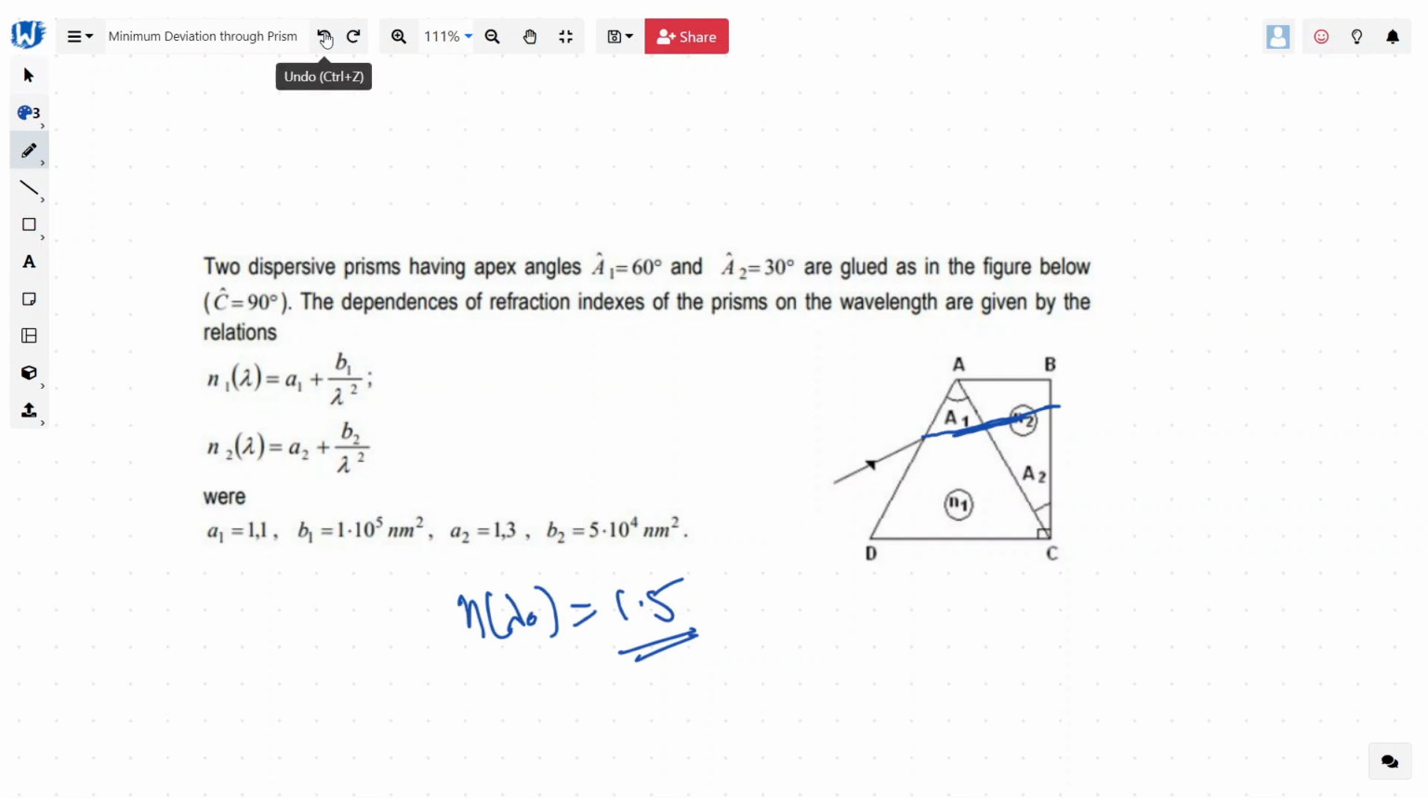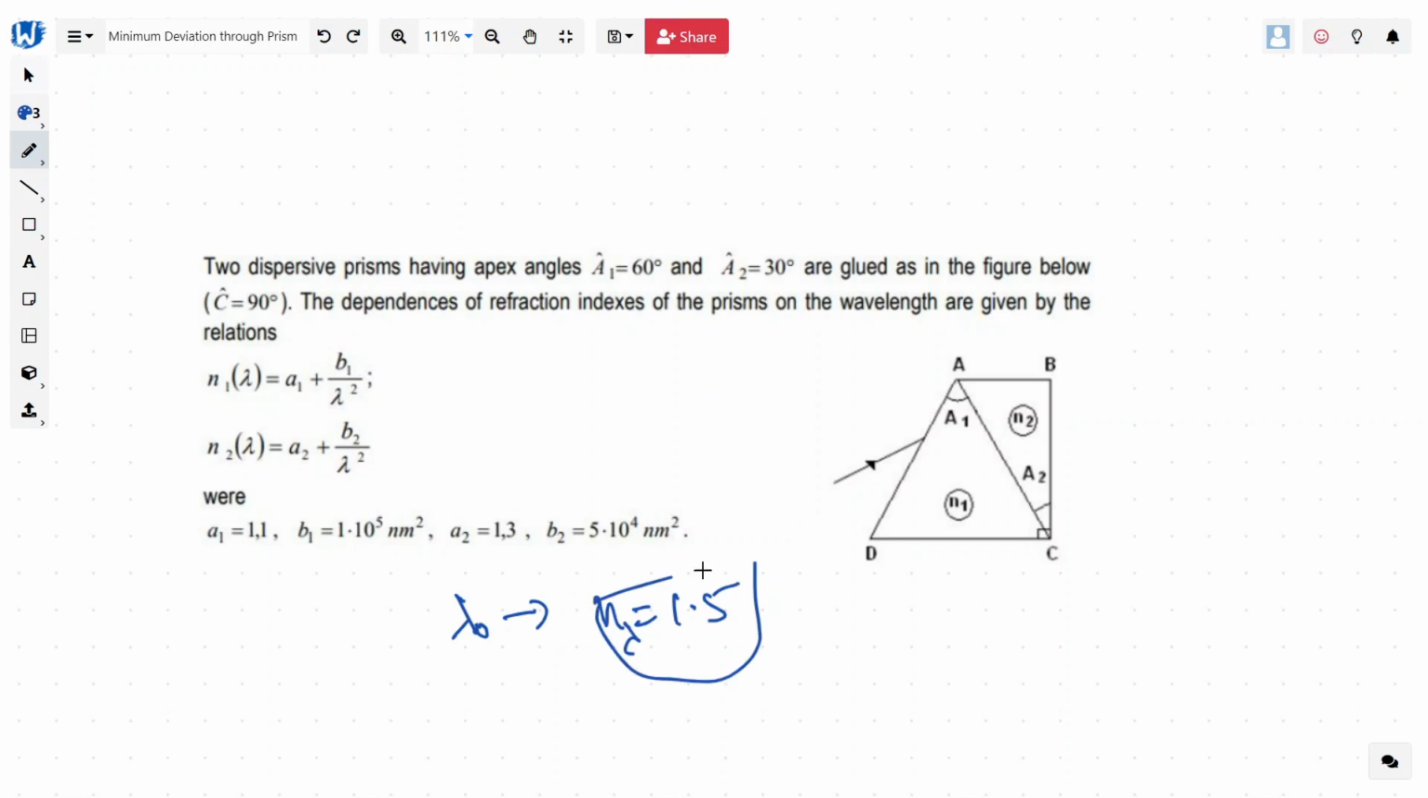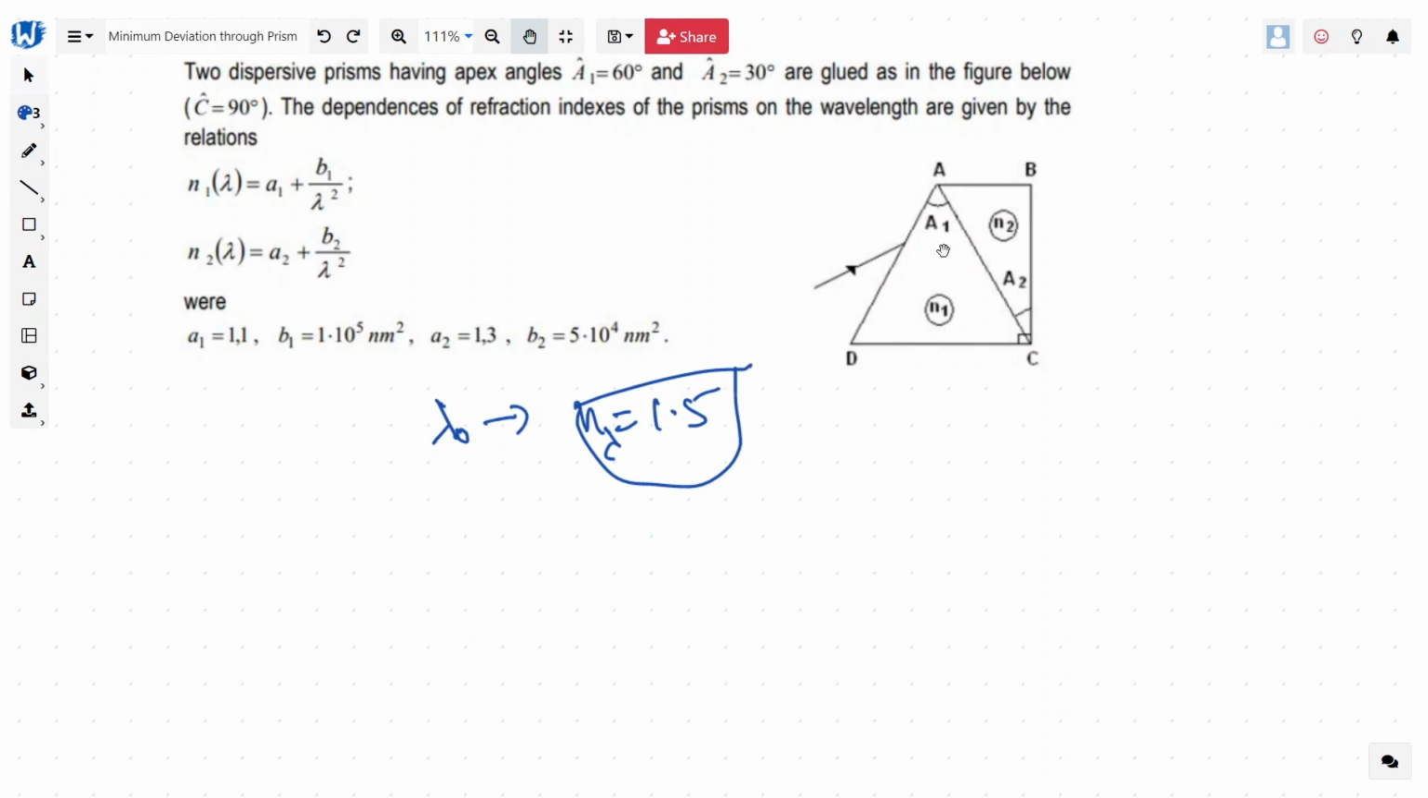Now the question is, if I ask you to find the minimum deviation of this set of prisms given this condition, where a ray of light of lambda naught is passing such that n of lambda is 1.5, you have to find the minimum deviation of the system. When you think like that, you'll see there are two prisms, and now what to do? Now look at it.